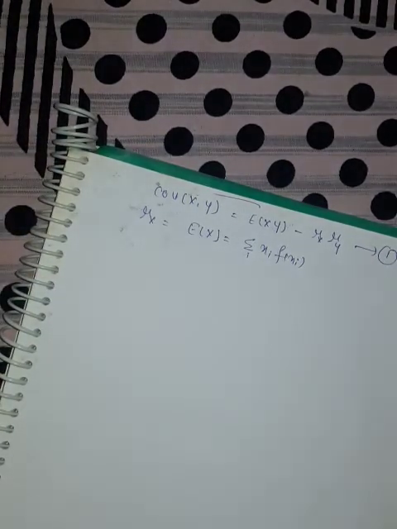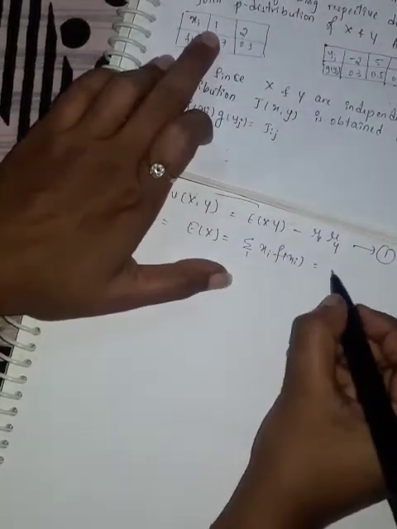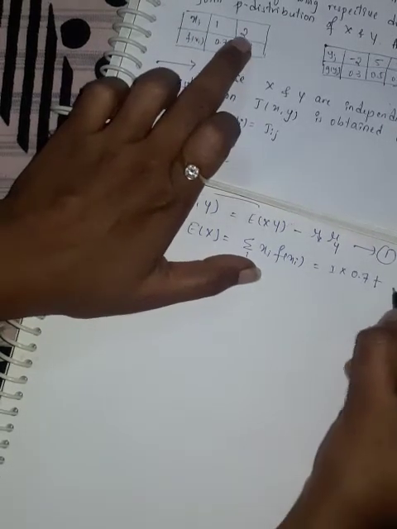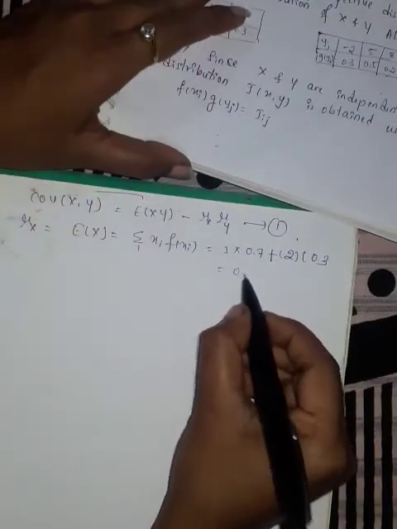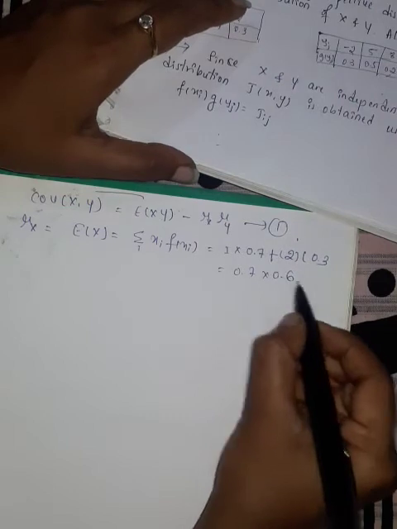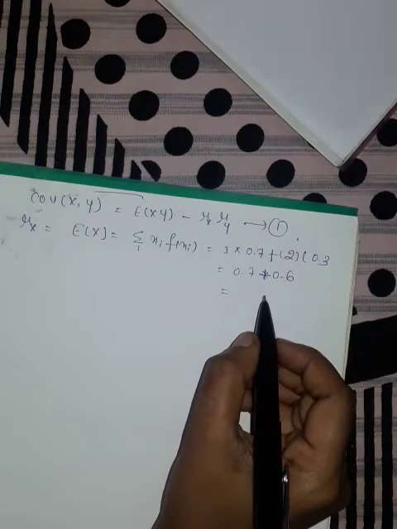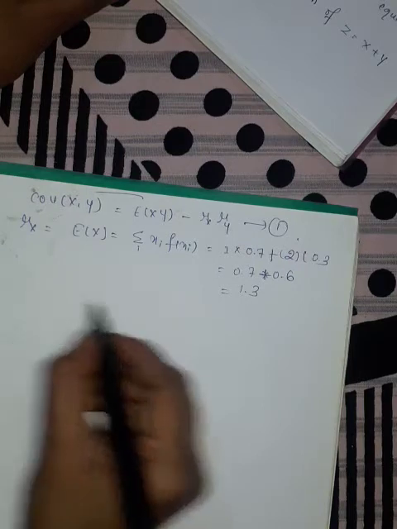Now use this table, this given data. When x1, f of x1 is 0.7, plus when x2 is 2, then f of x2 is 0.3. So simplify this one: 0.7 plus 0.6, which is 1.3. This is our mu x.